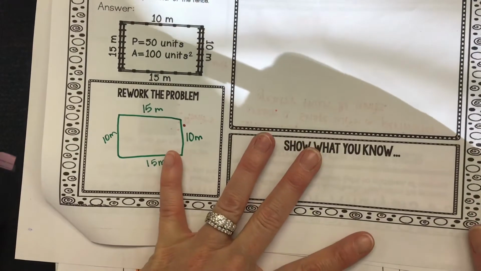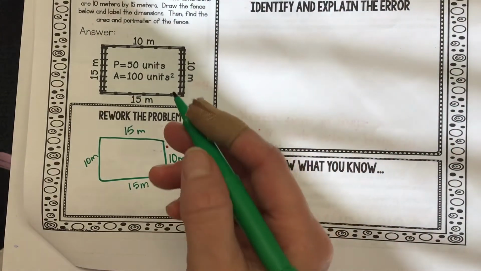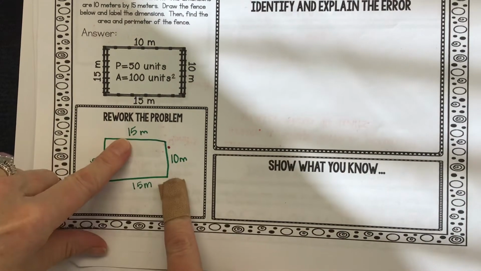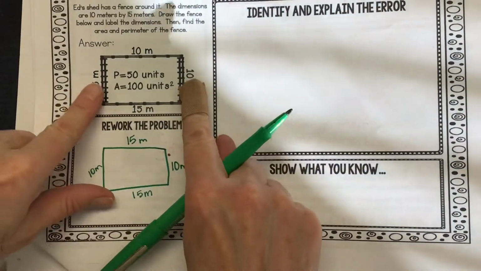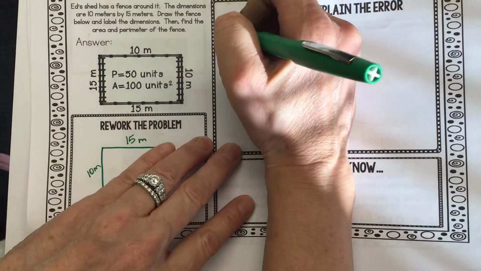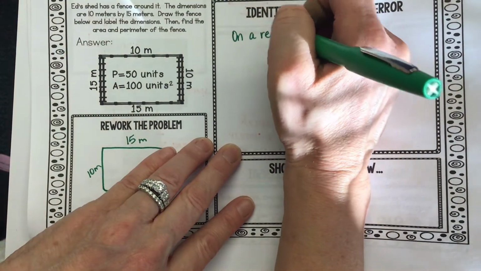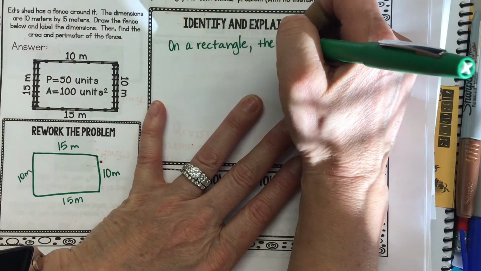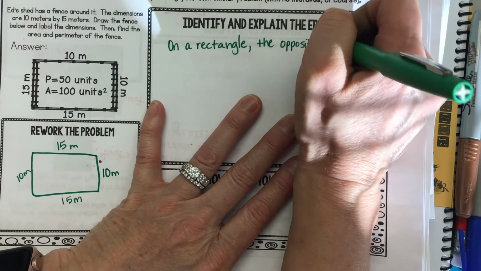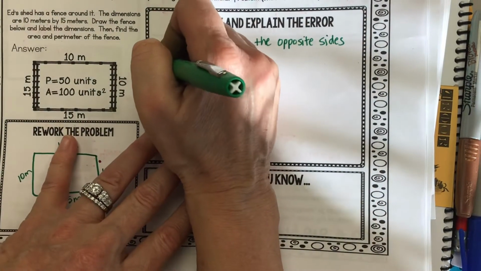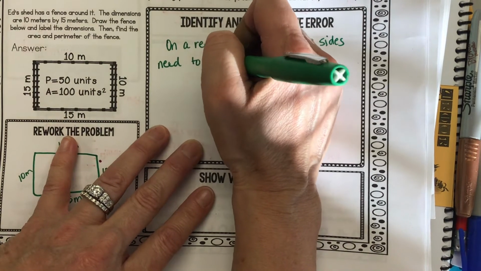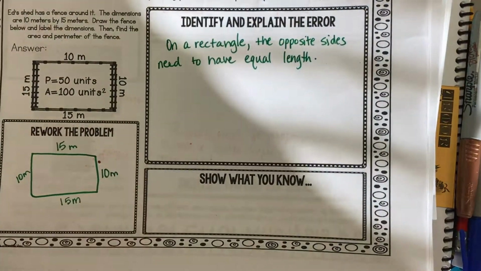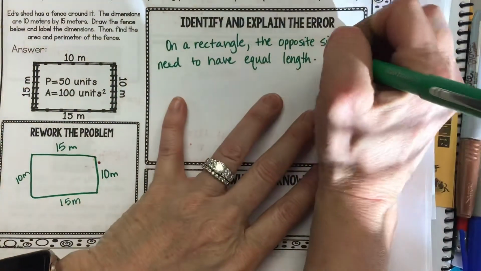Caden? The error is that they did 10 for area instead of 10 meters by 15. Right, because when he labeled the dimensions, he did not realize that on a rectangle, the opposite sides need to have equal length. Okay, so that's what caused his second error.